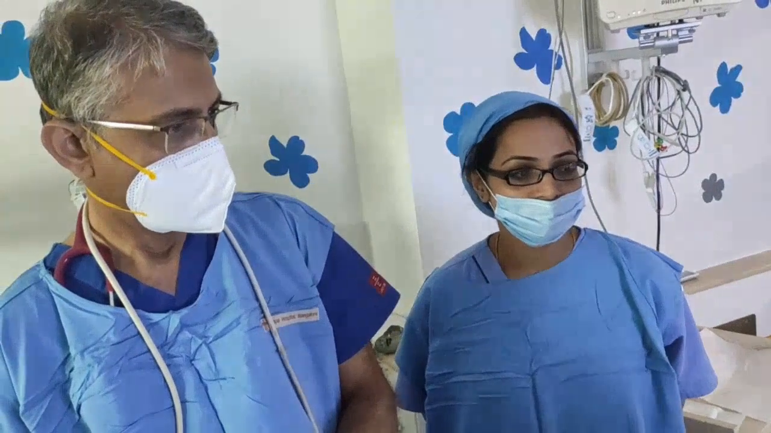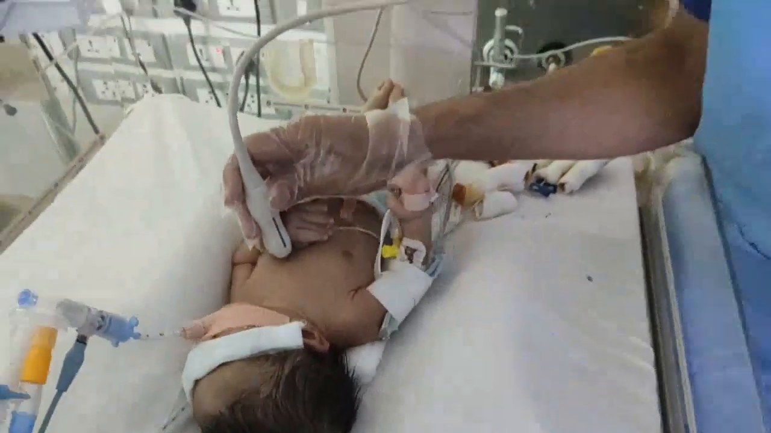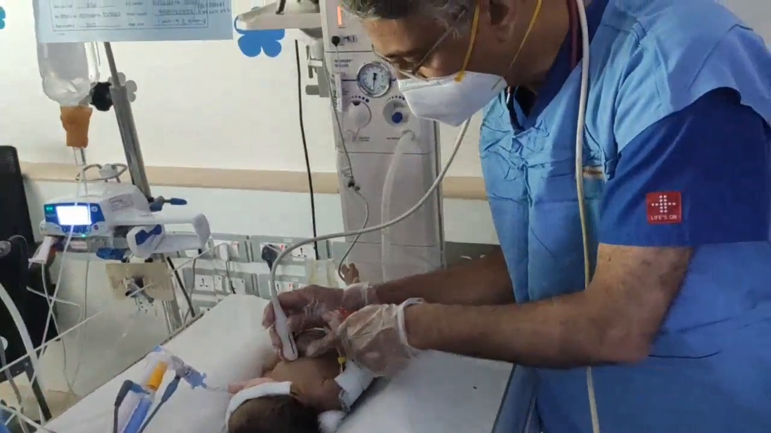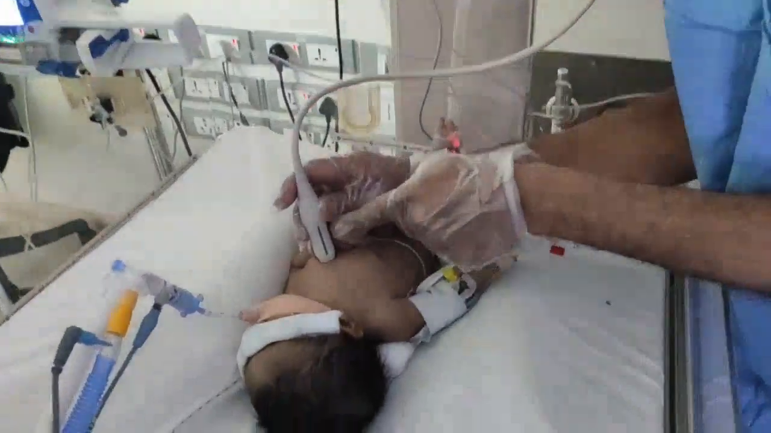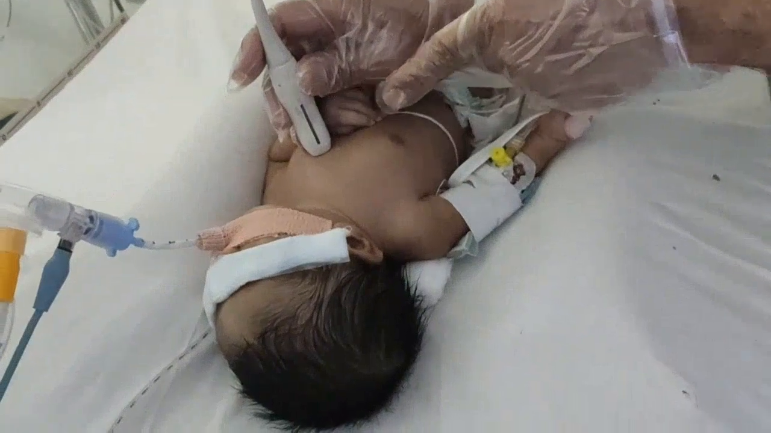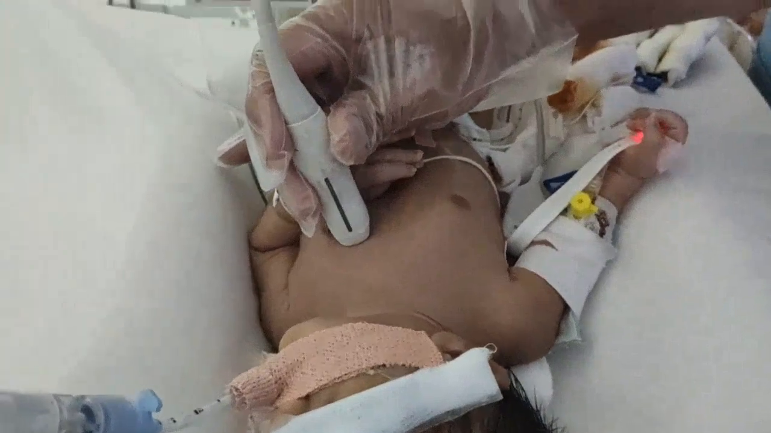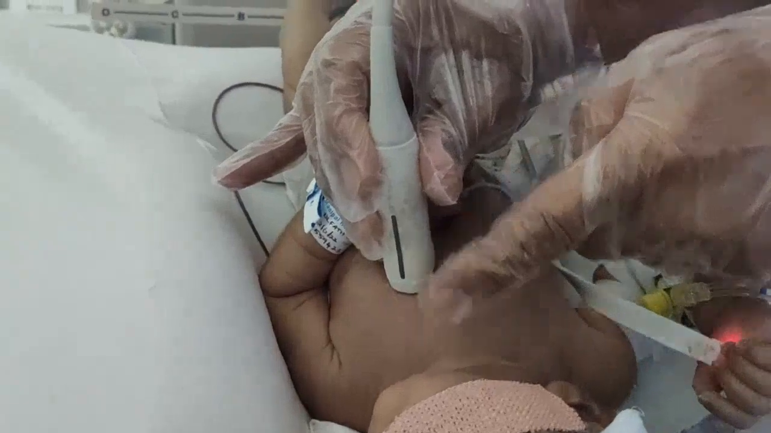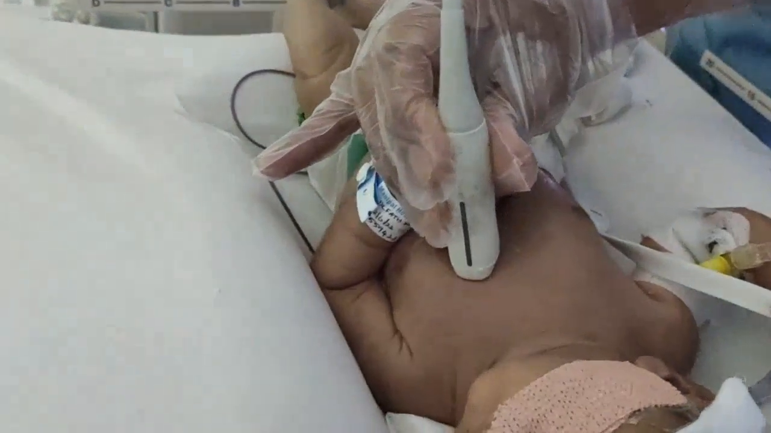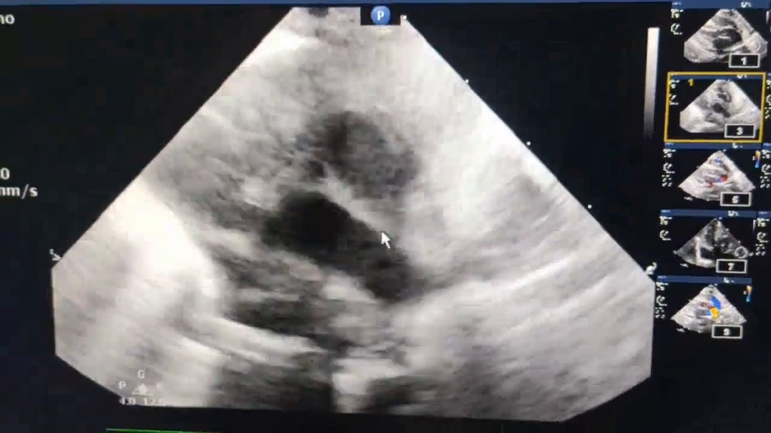Demonstrate the echo features of transposition of great vessels on parasternal short axis view. For parasternal short axis, you have to keep the probe on second or third intercostal space on the left side, parallel to the sternum and with the marker facing to the right. Now I rotate this 90 degrees in such a way that the probe marker is facing the left shoulder joint. Now, what are the features? Can you see that?